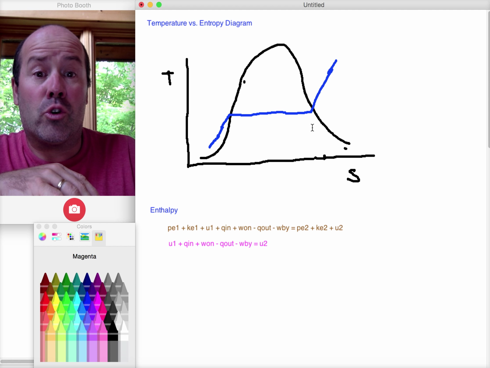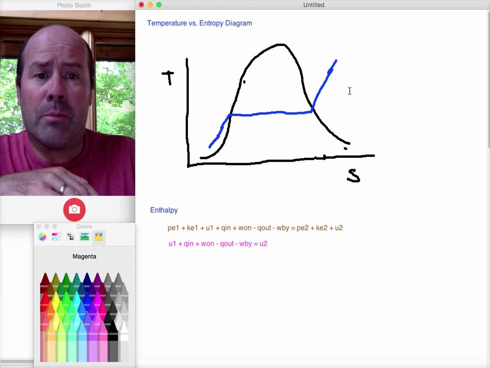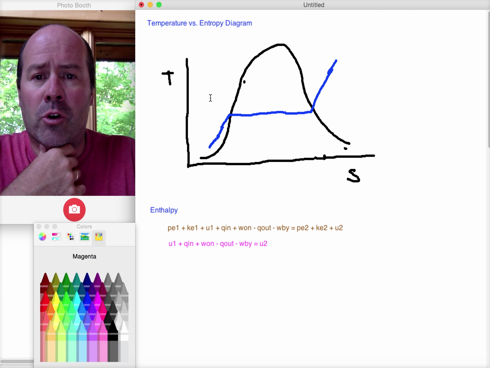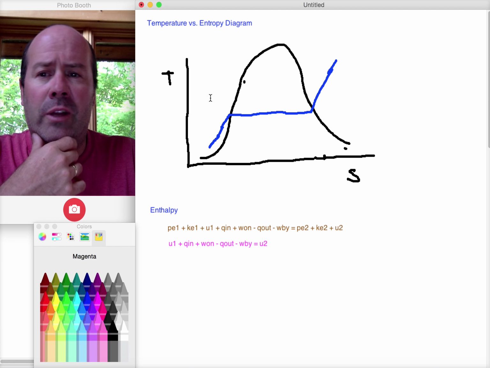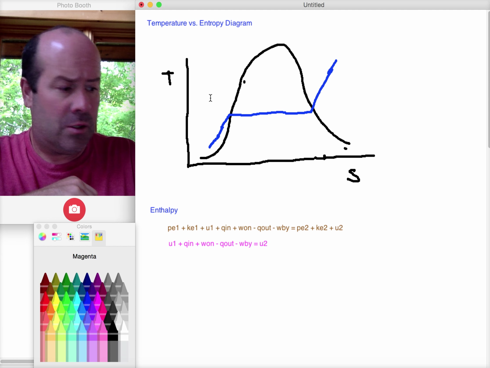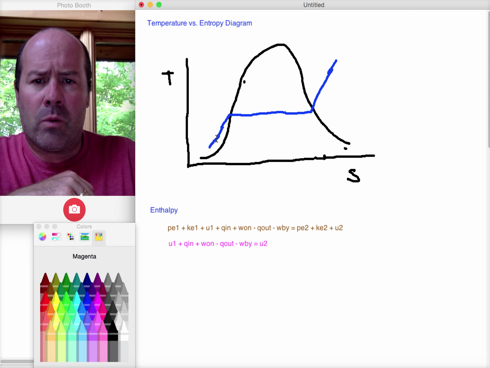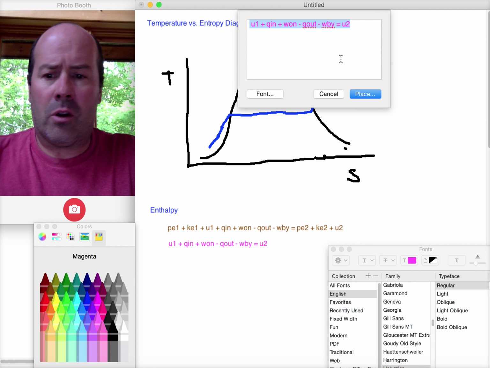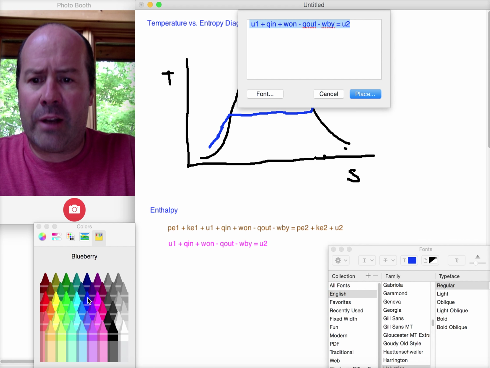To the right of the vapor dome, over here, everything is a superheated vapor, and to the left of the vapor dome, everything is a subcooled liquid. So let's see if we can figure out what that means. Well, this blue line that I have right here is called the line of constant pressure.